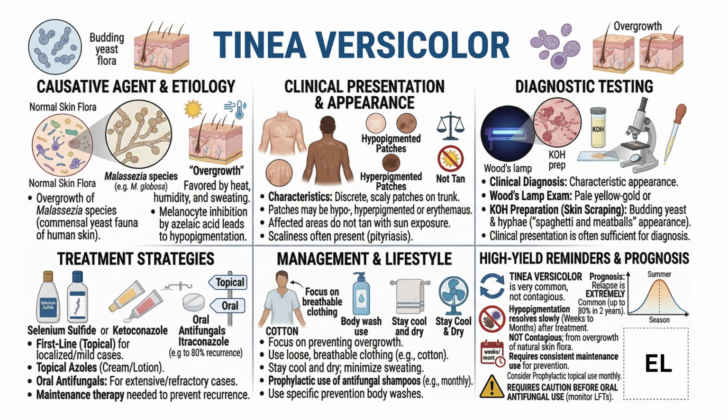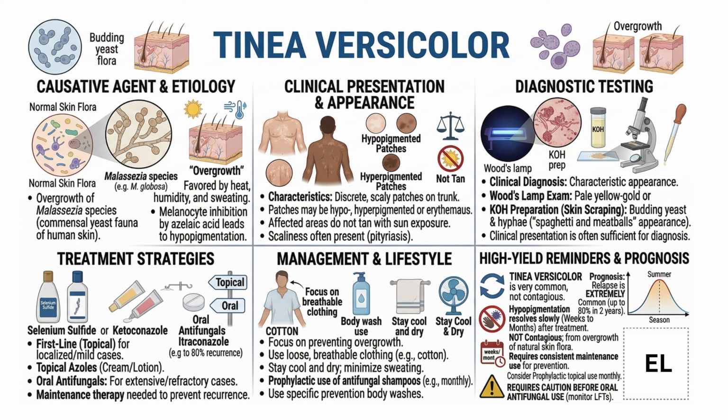Now let us discuss the treatment strategies. For most patients, the first-line treatment is topical therapy. Commonly used options include selenium sulfide shampoo or topical azole antifungals, such as ketoconazole creams or lotions. Selenium sulfide works by reducing fungal proliferation and is usually applied to the affected skin for a short duration before washing it off. Topical azoles inhibit fungal cell membrane synthesis and are highly effective for localized disease.